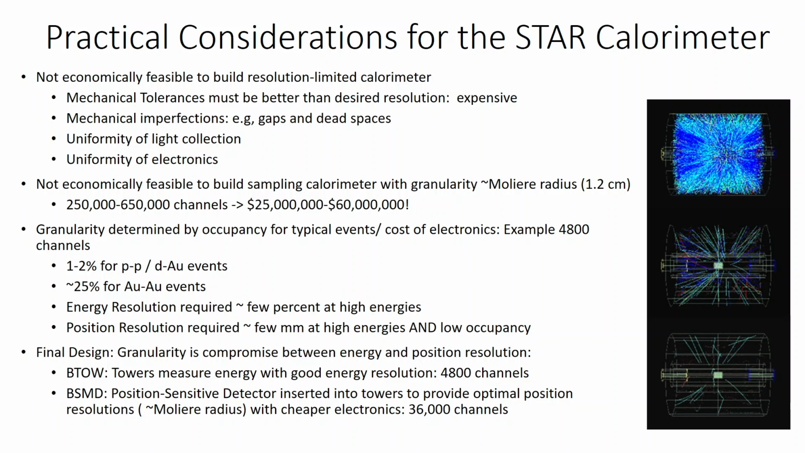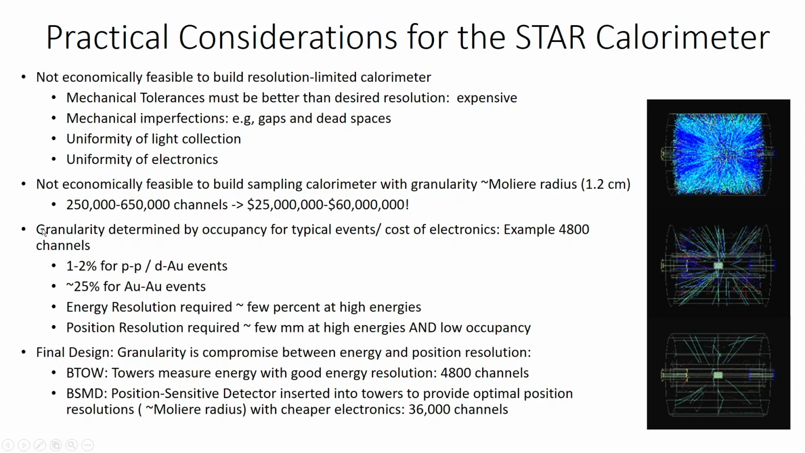After explaining all of these design considerations, I'm going to flatly contradict myself. Actually, it's not economically feasible to build an energy and position resolution limited calorimeter. Mechanical tolerances for such a calorimeter have to be better than the desired resolution, and this is expensive. Mechanical imperfections, such as gaps and dead spaces, have to be factored in, as well as the uniformity of light collection and the uniformity of the electronics. It is also not economically feasible to build a calorimeter with a granularity on the order of the Moliere radius, which is 1.2 centimeters. To cover the same solid angle as the TBC, we would need from 250,000 to 650,000 channels, which would cost on the order of $25 to $60 million.